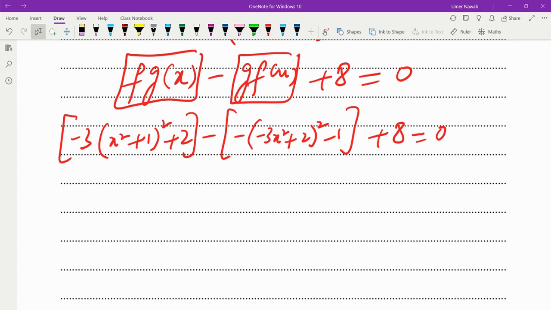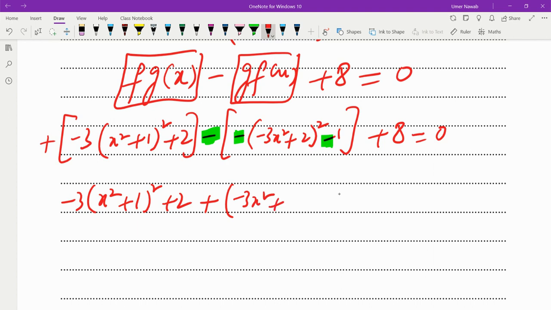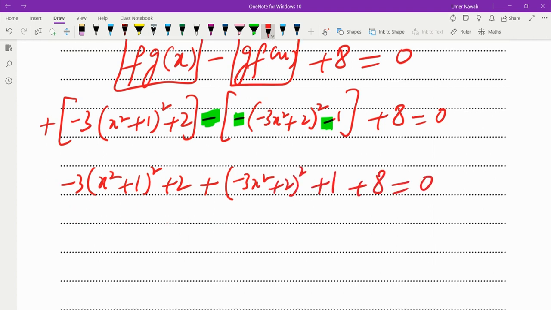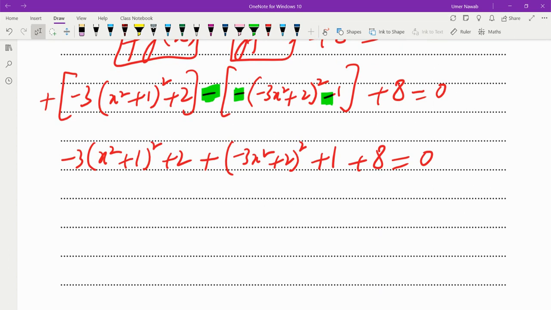Now the time has come to simplify my result. Minus 3x squared plus 1 whole squared plus 2. There was a plus sign outside, no change, but here we have a minus sign. It will change both minus signs to plus. So I'm going to write plus minus 3x squared plus 2 whole squared and plus 1, and there is a plus 8 here. Now guys, I need to multiply these two brackets.